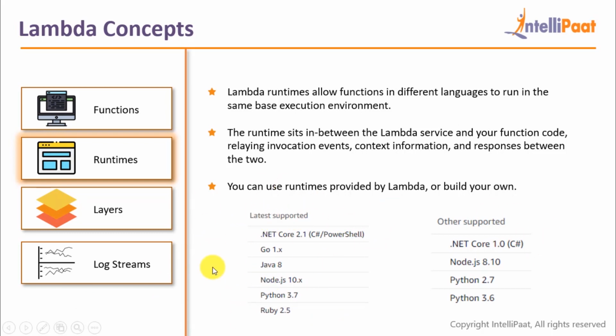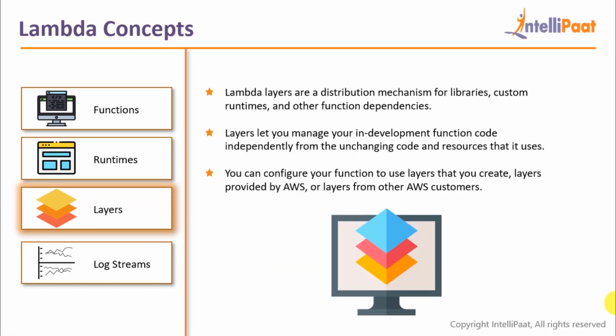These are the latest supported runtimes, and these were already announced. First it's .NET Core 2.0, C#, and then the Go programming language, and then Java, Node.js, Python 3.7 and Ruby 2.5. And the other supported languages are Node.js, an old version 8.10, and Python, old versions 2.7 and 3.6. Okay, now let us see what layers are.